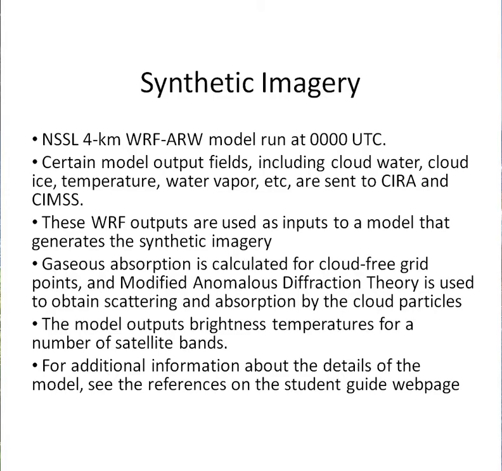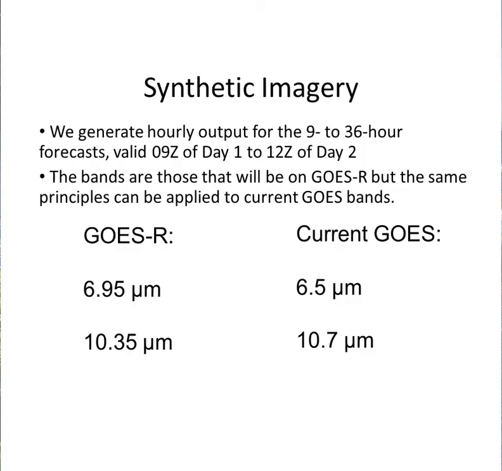And for additional information about the details of the model, including how the synthetic imagery is produced, we do have references available on the student guide webpage if you're interested in learning more about that. Hourly output is generated for the 9 to 36-hour forecast, valid 9Z of day 1 to 12Z of day 2. Once a new model run comes in, it writes over the 33 to 36-hour forecast, valid between 9 and 12Z from the previous run.